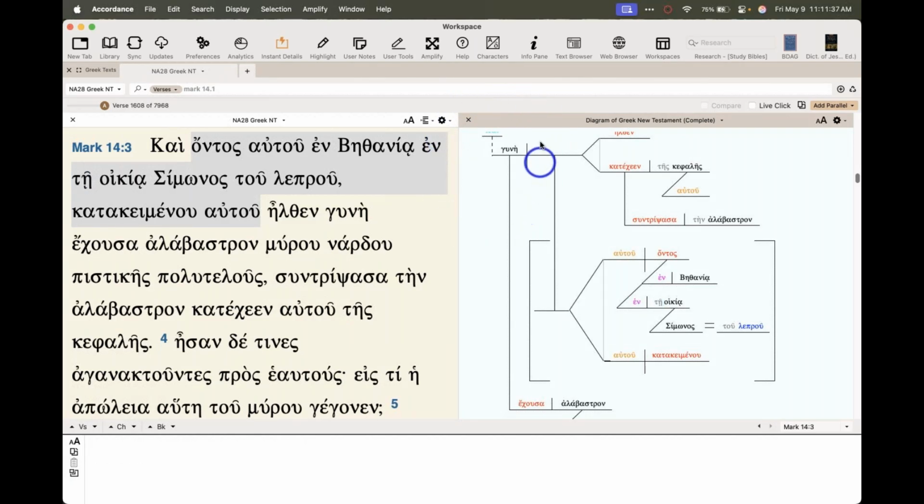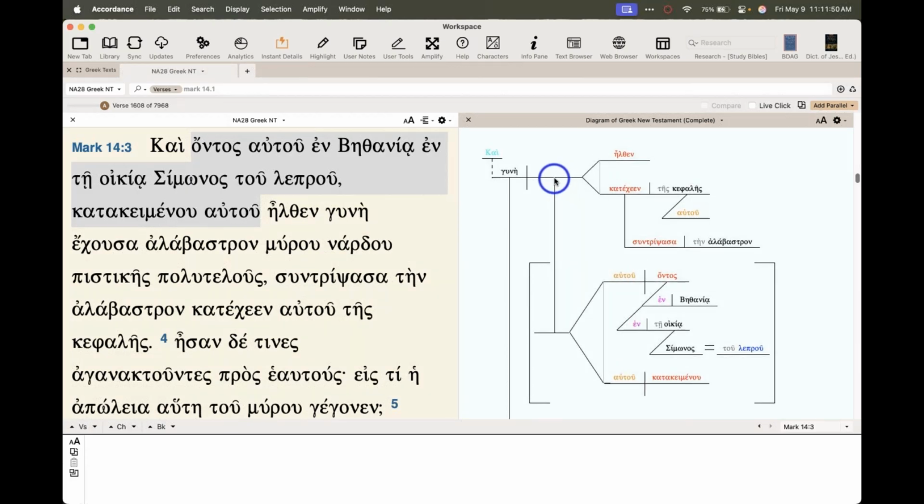Everything at the left of the vertical line is the subject and its modifiers. Everything at the right of the vertical line is the predicate and its modifiers, so everything that's said about the subject.